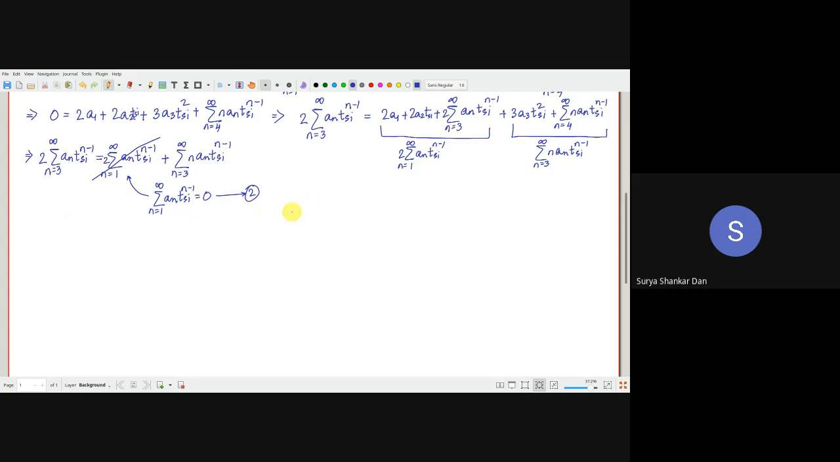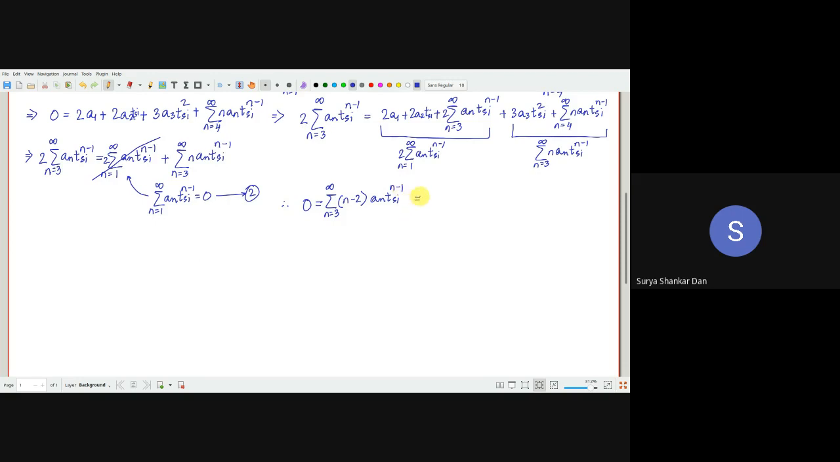Therefore, 0 is equal to, now notice what do we get here? This is summation of n equal to 3 to infinity. This is also summation n equal to 3 to infinity. Here it is n and here it is 2. Other than that, all the terms are the same, a_n tsi to the power n minus 1. So we can write summation n equal to 3 to infinity (n minus 2) a_n tsi to the power of n minus 1.